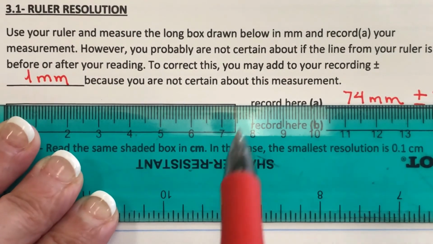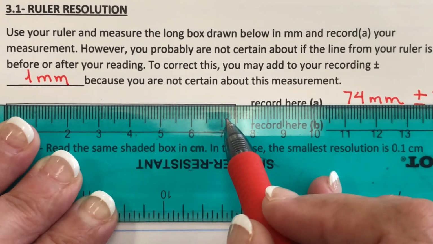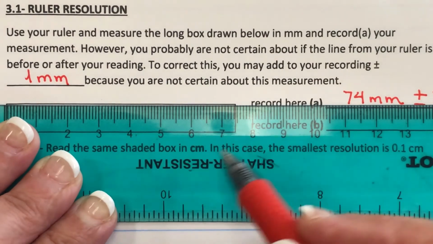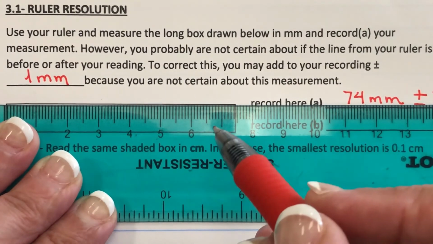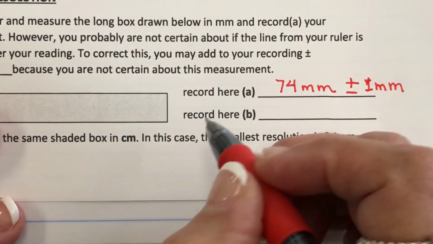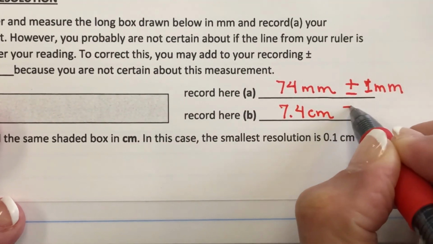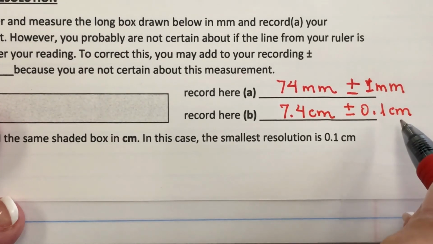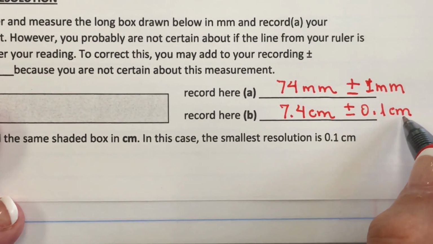Now, if I'm measuring on the centimeter mark, again I'm not sure if it's 74 or 75. I will have the same type of doubts that I had before with millimeters. But now if I'm reading in centimeters, the uncertainty will be a little bit different. That will be 7.4 centimeters plus minus 0.1 centimeter, because between centimeters I have 10 lines, or 1/10 of a centimeter.